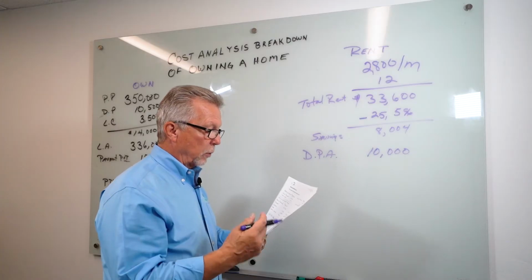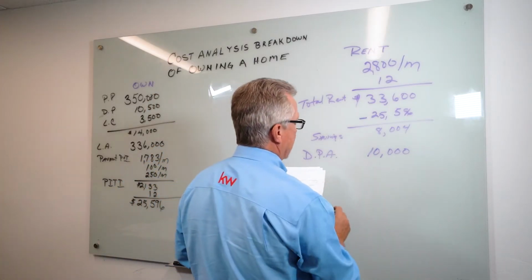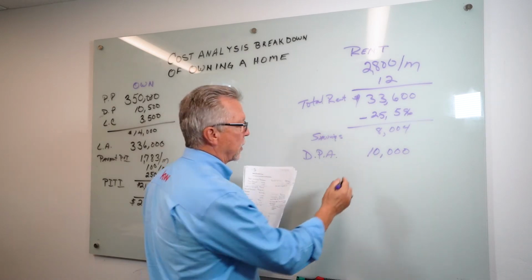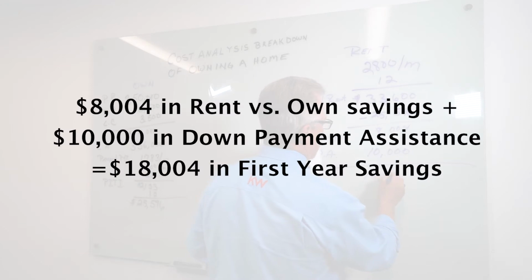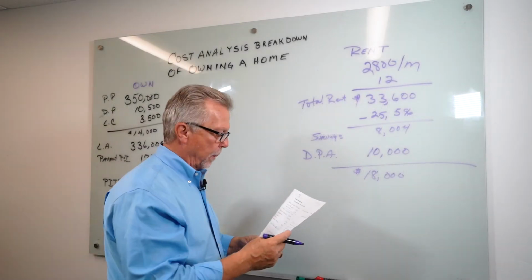That's where the municipality or another organization will gift you the money to use for your down payment. We just recently had a podcast on that going over the same thing. So I'll link that down in the description of this podcast. So if you look at that, down payment assistance is $10,000. You add those together, here's a savings of about $18,000.